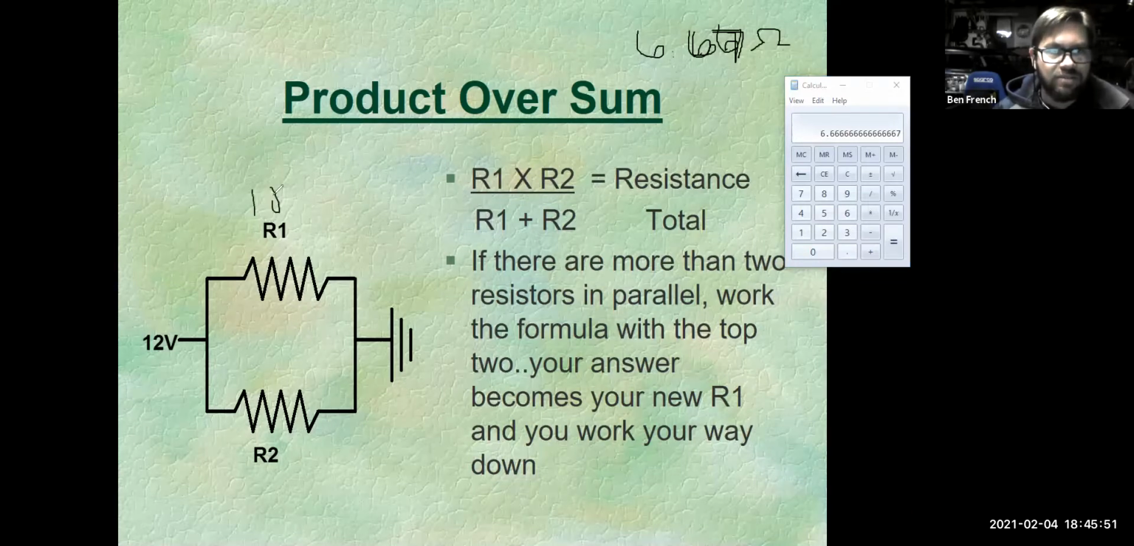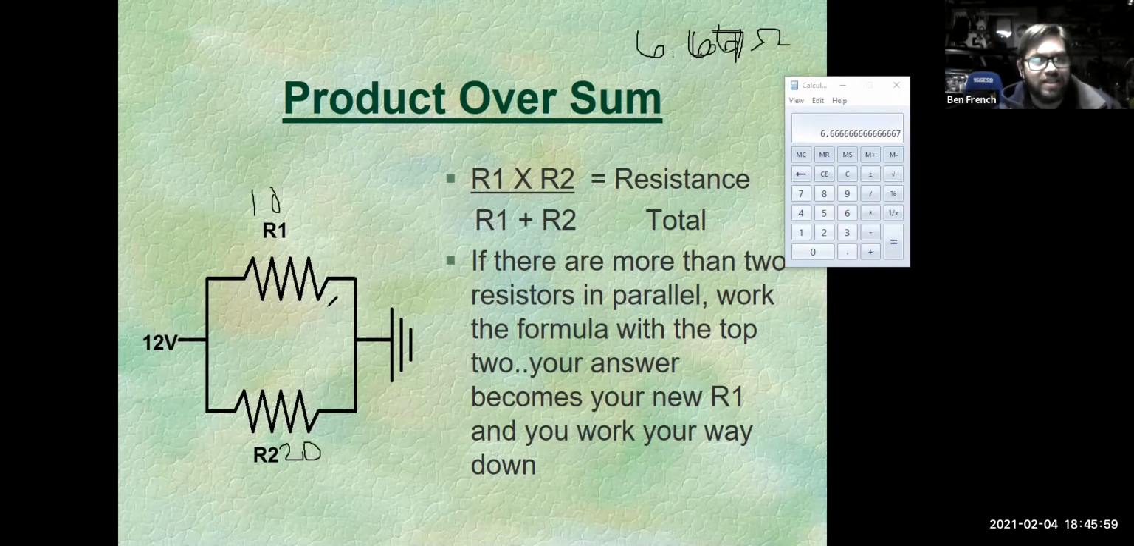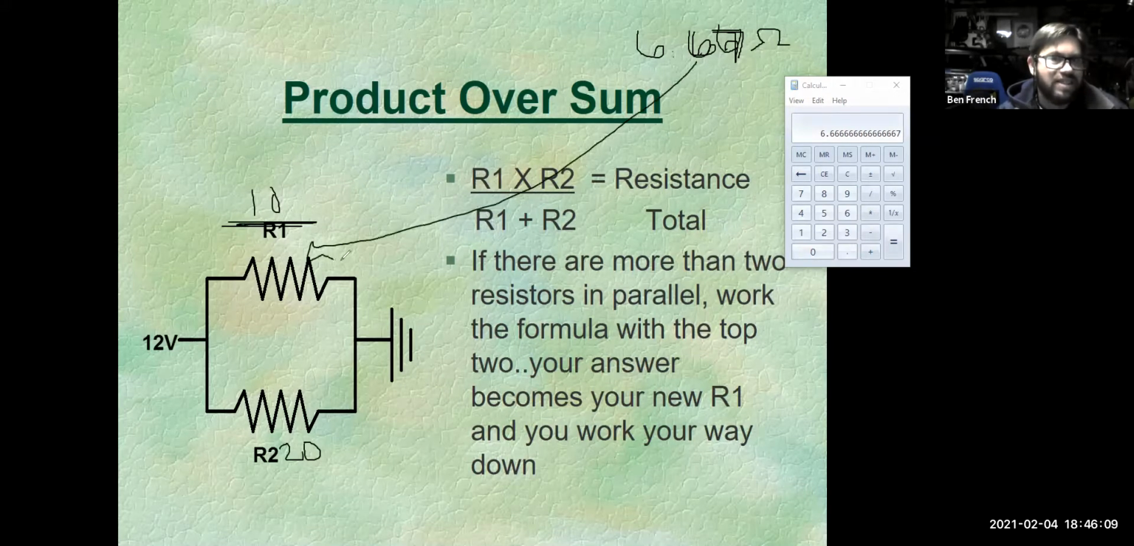I better label that. I said I had 10 ohms here and 20 ohms there. Remember, one of the rules is that the total resistance has to be less than the smallest branch, the least resistive branch. I know my answer has to be less than 10 ohms. Is 6.67 less than 10? You bet it is, so that works out. So with product over sum, the two sides don't have to be the same, but I can only handle 2 at a time. It's limited, but it's a pretty easy formula to figure out.